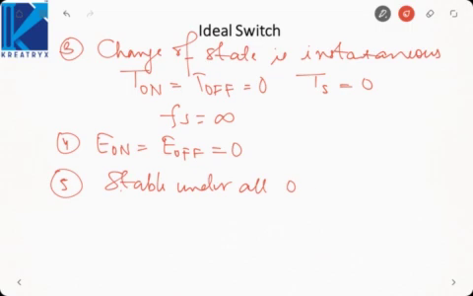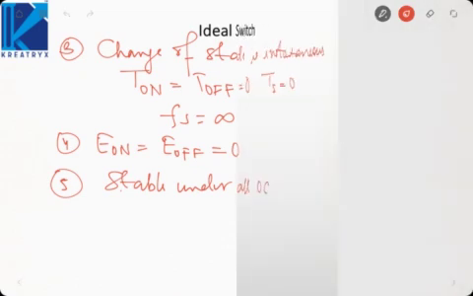And the last property is it is stable under all operating conditions. That means it doesn't matter what is the value of voltage and current across the switch, its operation will be stable. Now let us understand how a practical or a real switch differs from this.